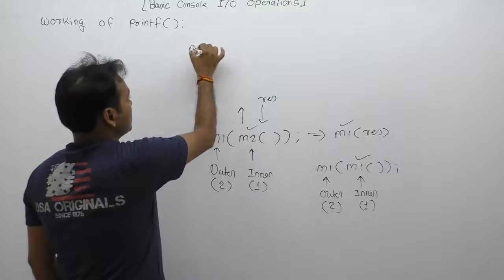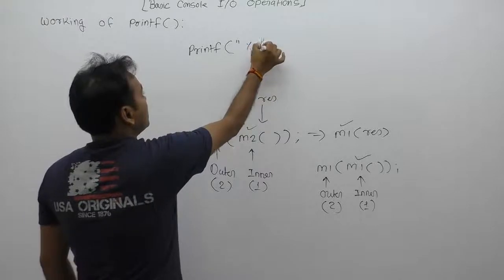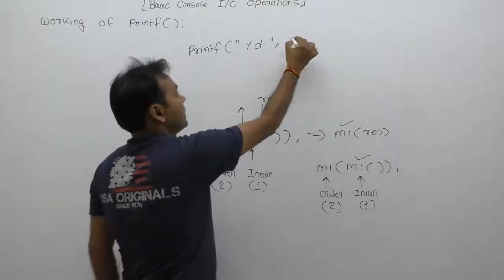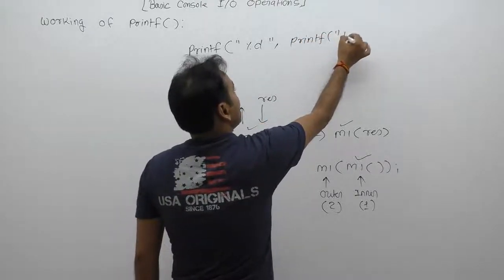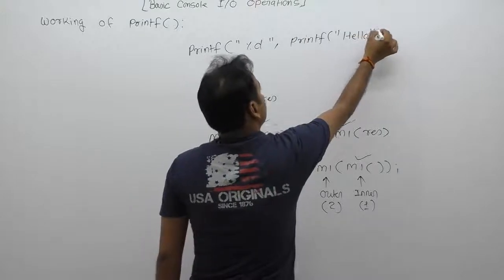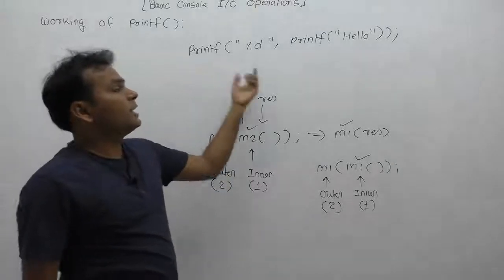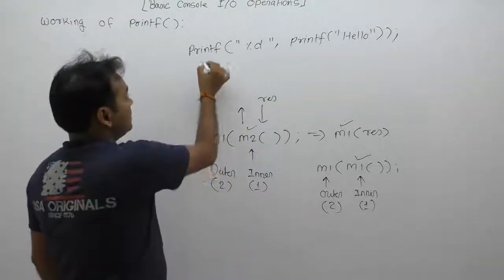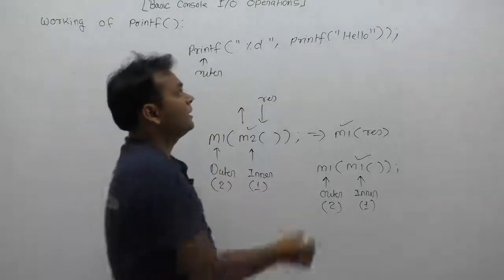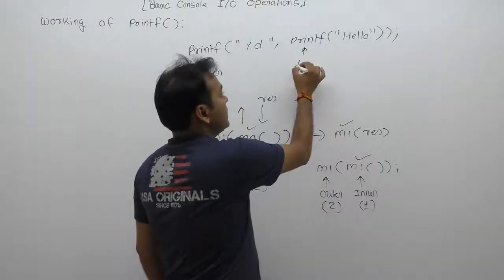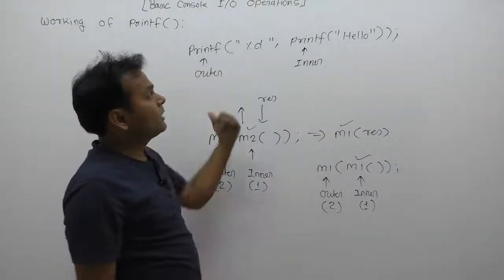Here we are calling a function as printf, %d, again printf, with some message as hello. Here we are calling the printf function twice in nested format. Here the first printf calling is the outer function calling, and the next printf is the inner function calling. Here we are calling printf two times.